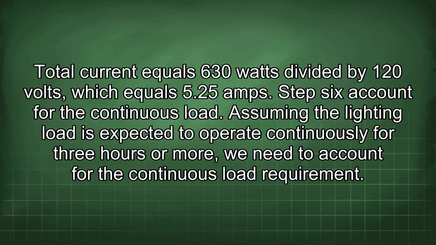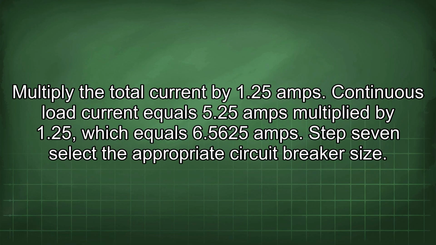Step 6. Account for the continuous load. Assuming the lighting load is expected to operate continuously for 3 hours or more, we need to account for the continuous load requirement. Multiply the total current by 1.25. Continuous load current equals 5.25 amps multiplied by 1.25, which equals 6.5625 amps.